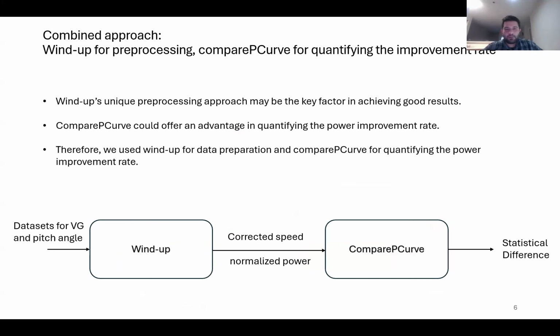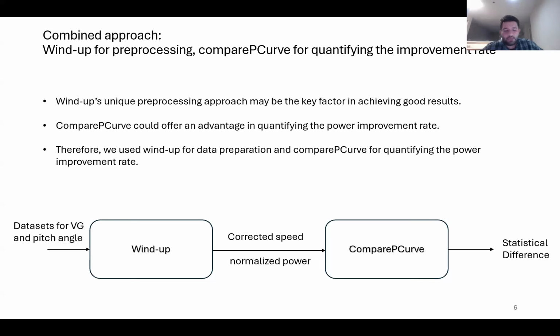So the combined approach is designed to use WindUp for preparing the data, because WindUp's unique approach to pre-processing, filtering out some ranges of the direction and so on, might be one of the main reasons that WindUp achieves good results. On the other hand, Compare P-Curve offers a standard and pretty good method for measuring the power rate improvement.